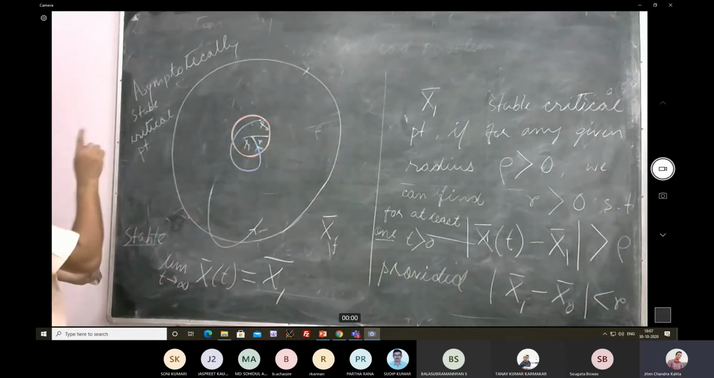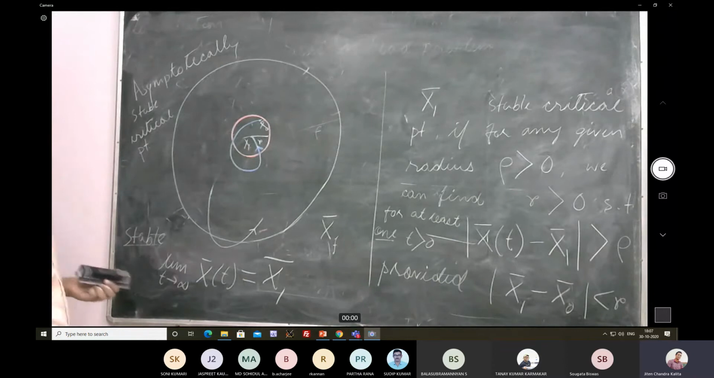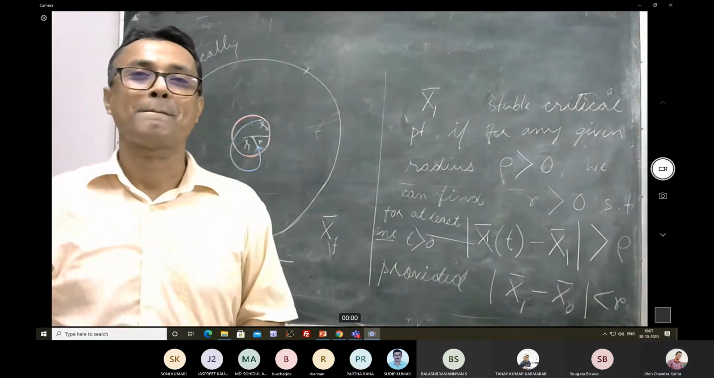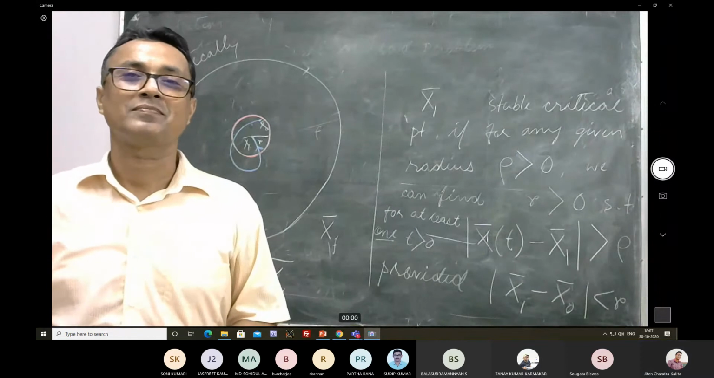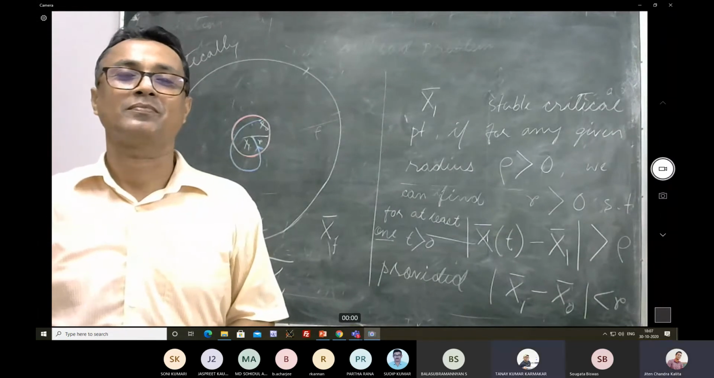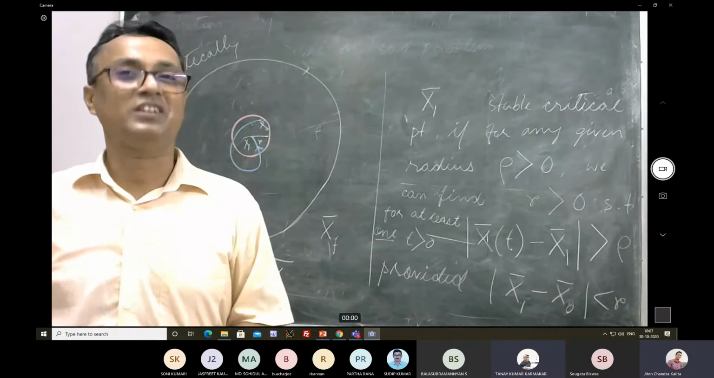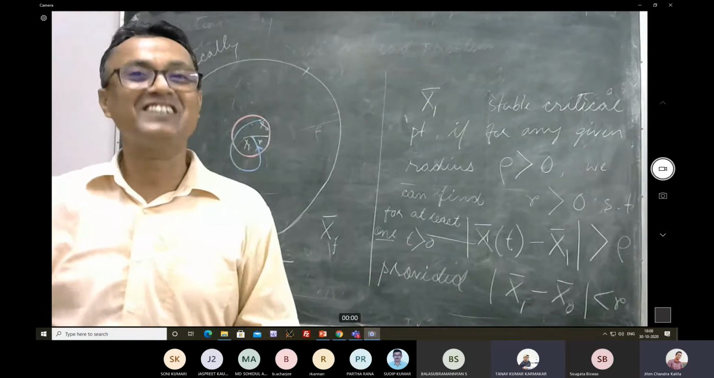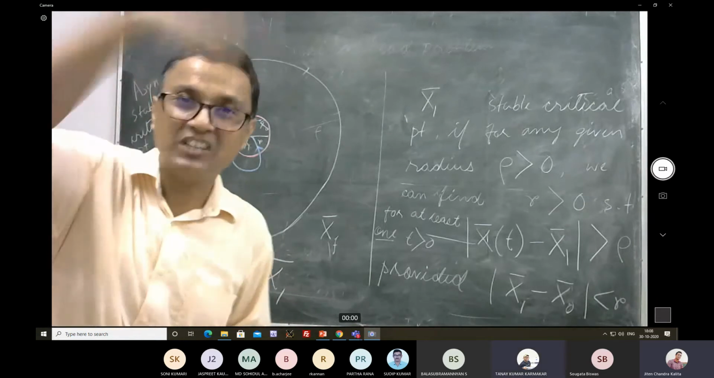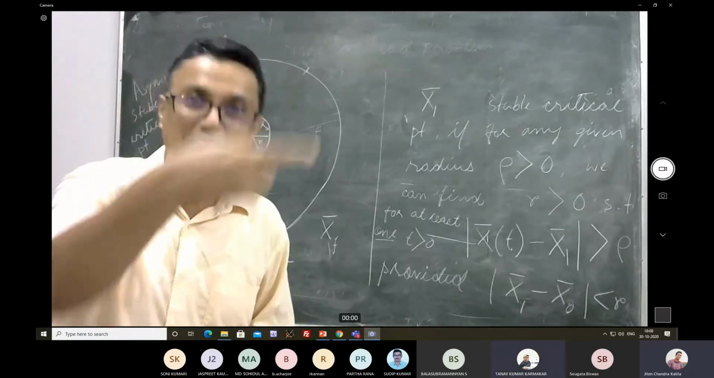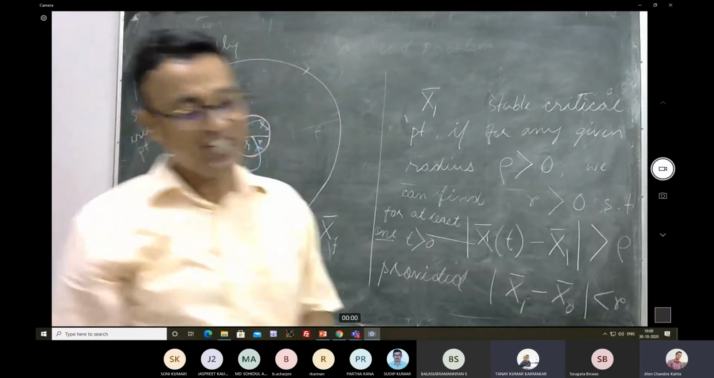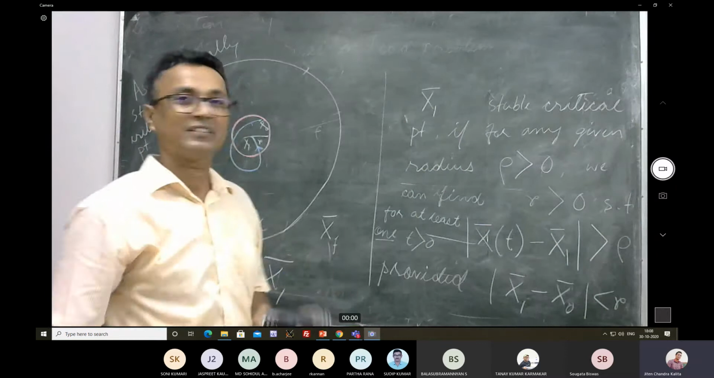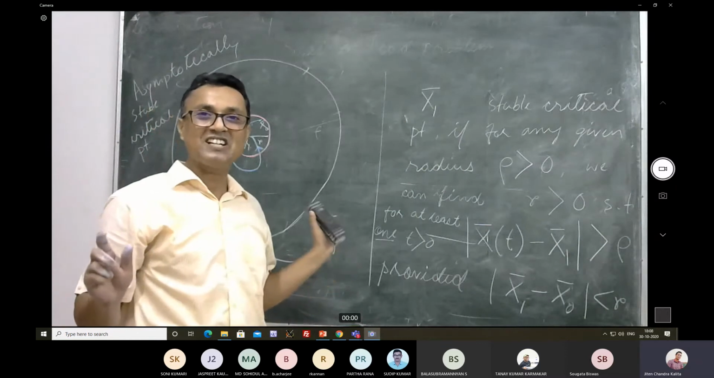Okay, so now, can you tell me whether a center is asymptotically stable or not? I think no. Not you think, it is no. Because the trajectory is not coming back to the critical point; it is hovering around the critical point, right? Is it okay? Fine? Now is it clear?